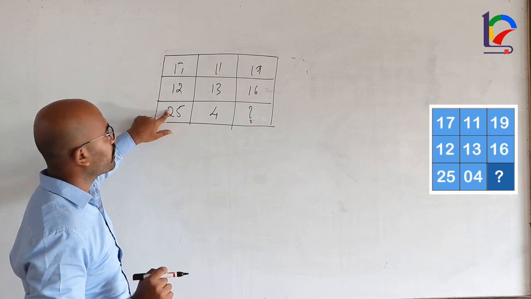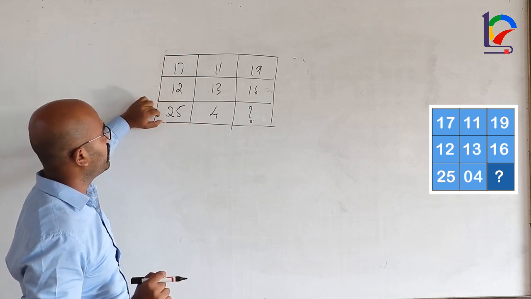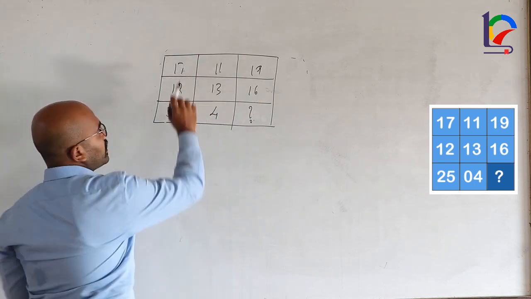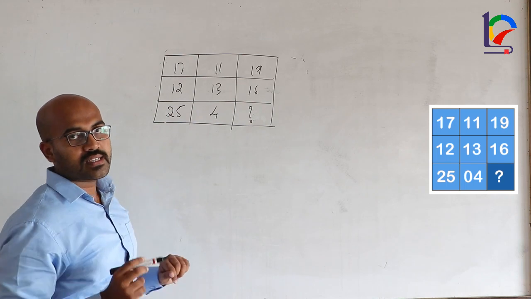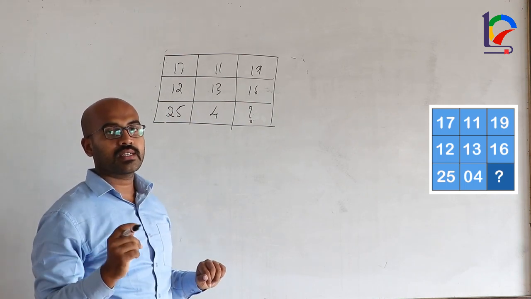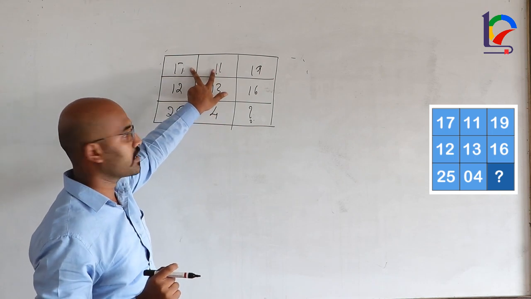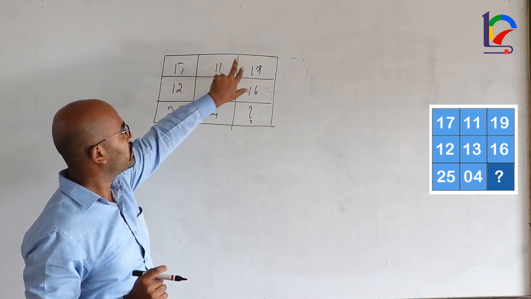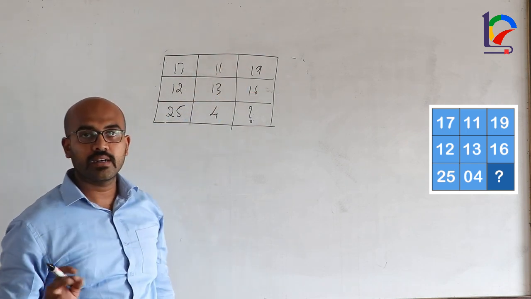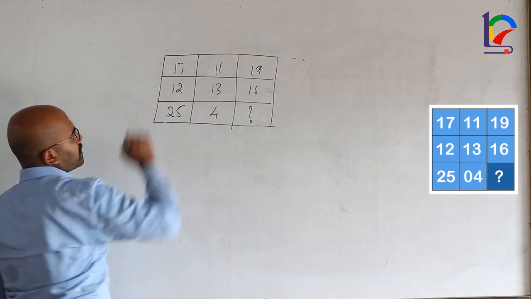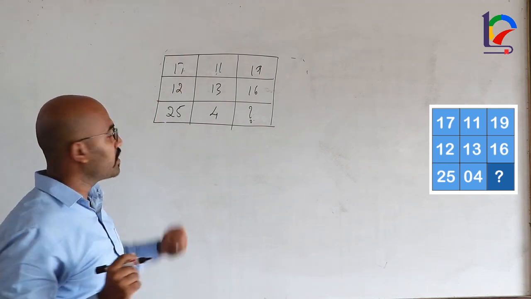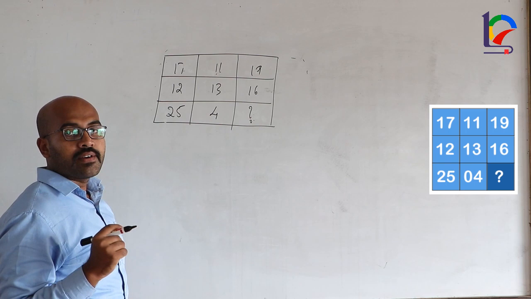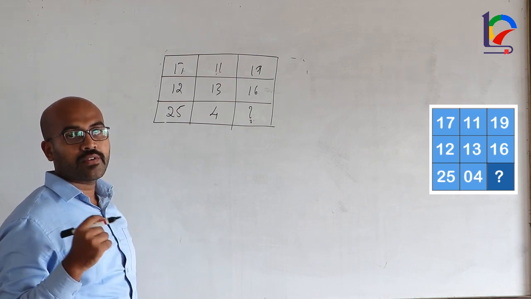17, 12 and 25. Is there any relation between 17, 11 and 19? Let us see, taking the first thing, subtraction. 17 minus 11 is 6. 6 and 19 are nowhere related. So 17 minus 12 is 5. Is 5 and 25 related? Yes, they can be, because 5 is a factor of 25.